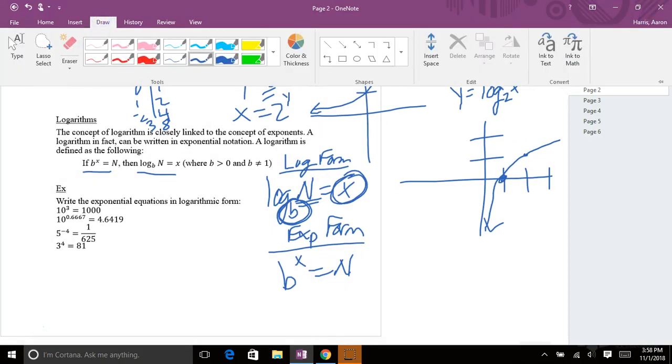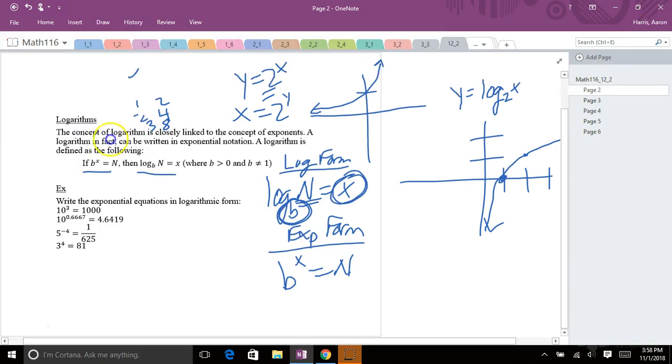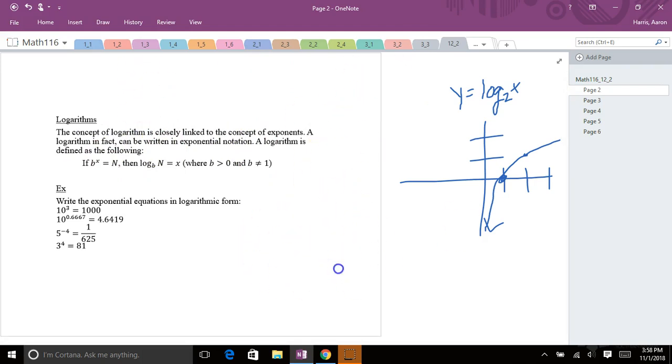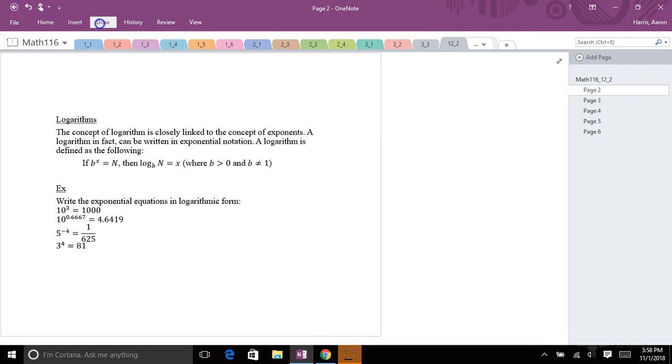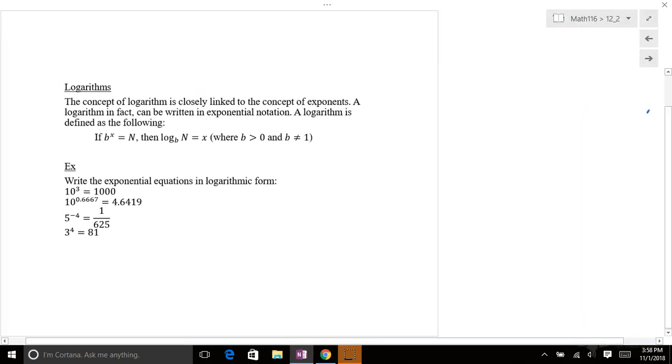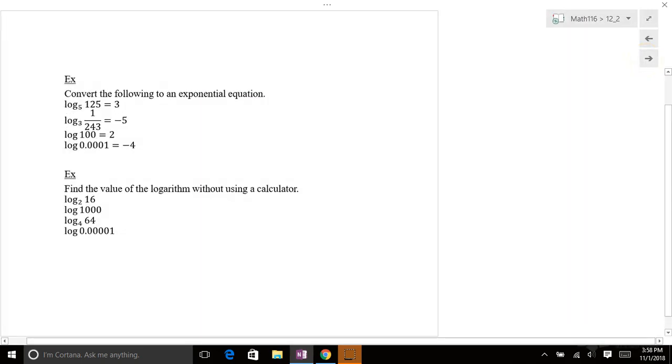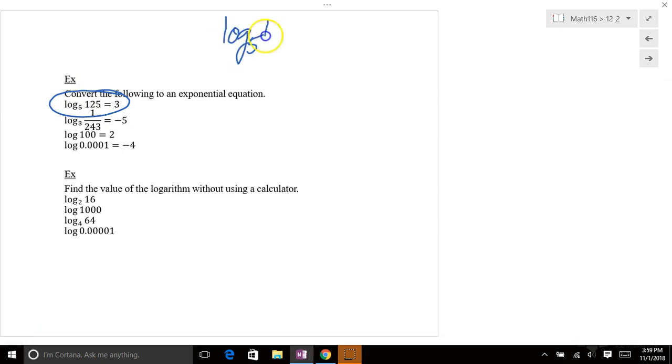Let me erase some of this real quick. Actually, I'm going to do these next ones first, and I'll come back to those. I think it's easier to go this way. If the log form is log base 5 of 125 equals 3, and you write that as an exponential, you go 5 to that power, 5 to the third, equals the number right there, 125. That's how you do that.